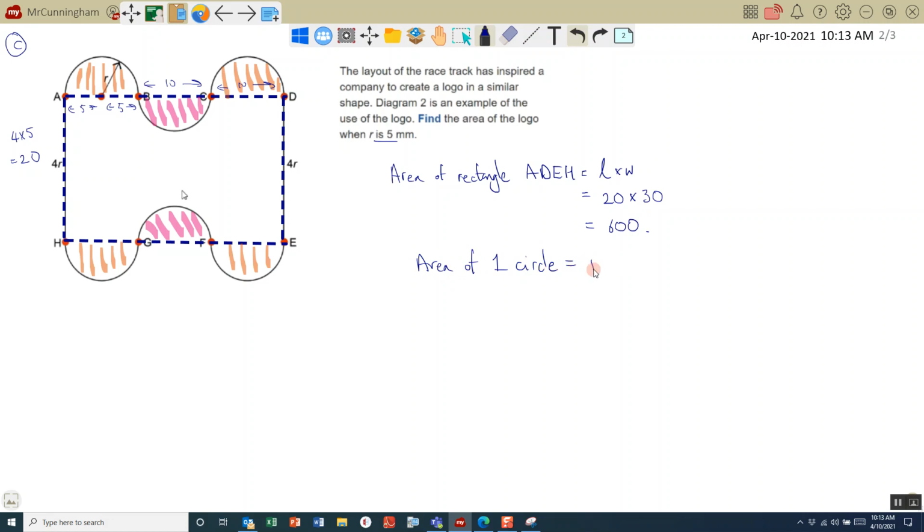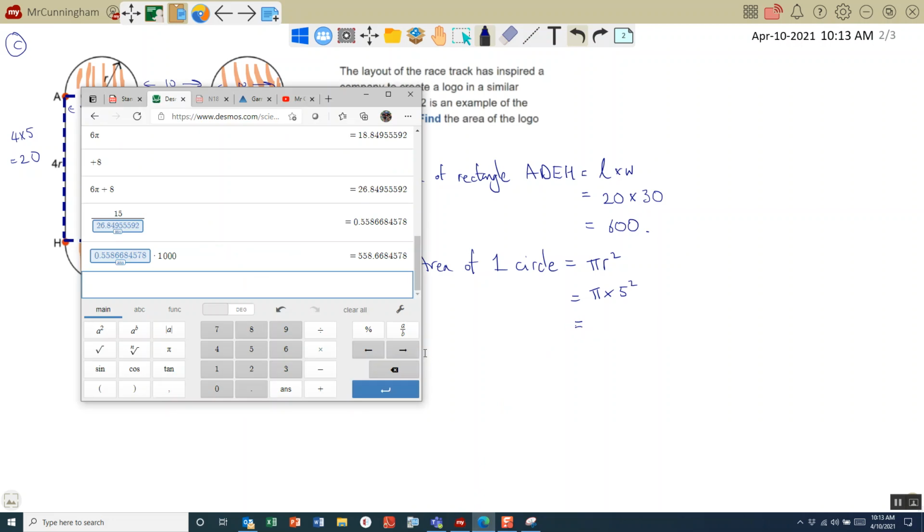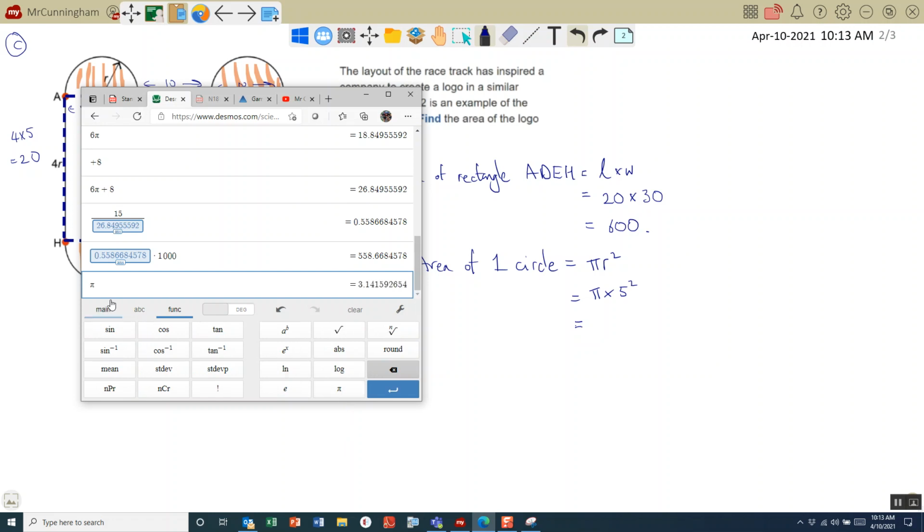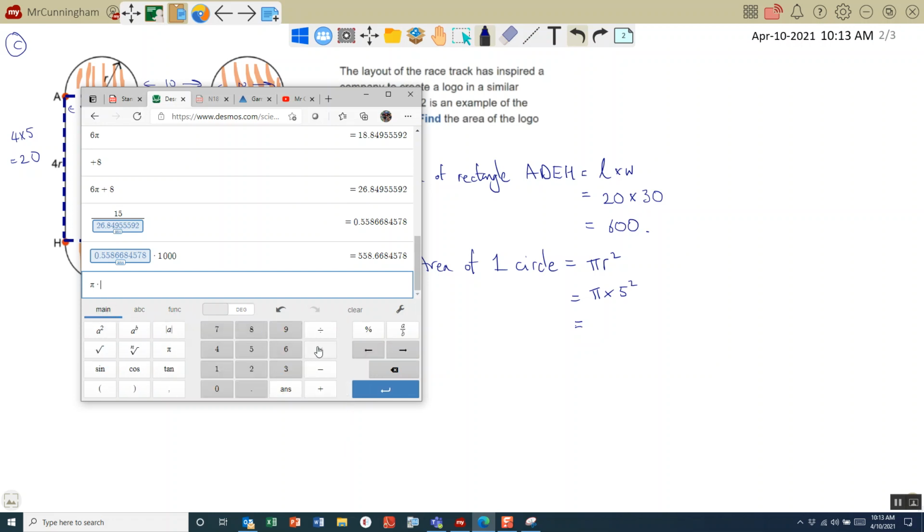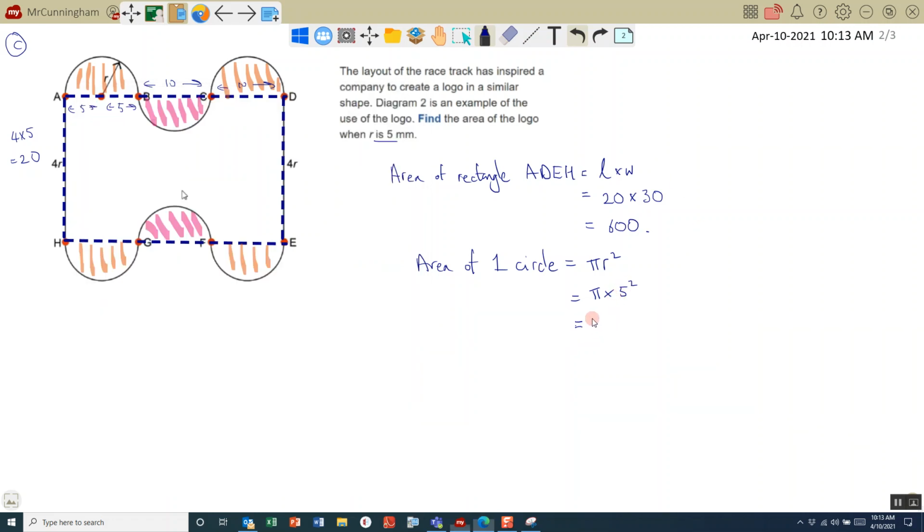Now the area of a circle from our formula booklet is pi times r squared. And we know that the radius is 5, so if I put this into my calculator, pi multiplied by 5 squared is 78.5398.